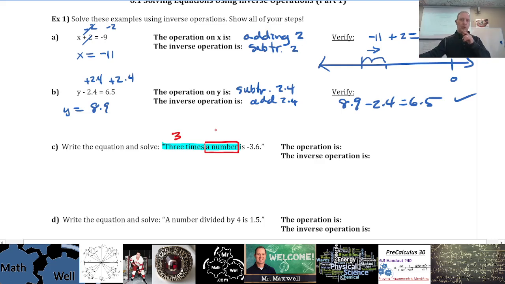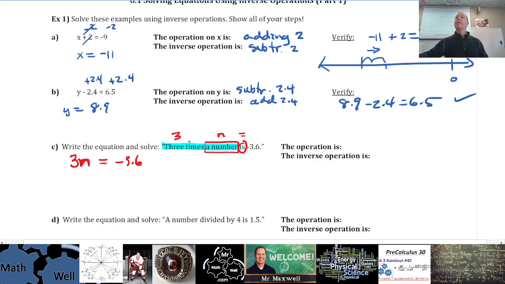So you can let an unknown number equal really any variable that you want. It can be x, that's pretty common. If it says a number, you could write it as n. That's meaningful, right? So I'm going to do 3 times a number. I don't have to do any kind of multiplication symbol here. I can just write the 3 and the n right beside each other. That's 3 times n. And then I have "is", negative 3.6. So the "is" is the equal sign. You see that? It is negative 3.6. So 3 times the number is negative 3.6.